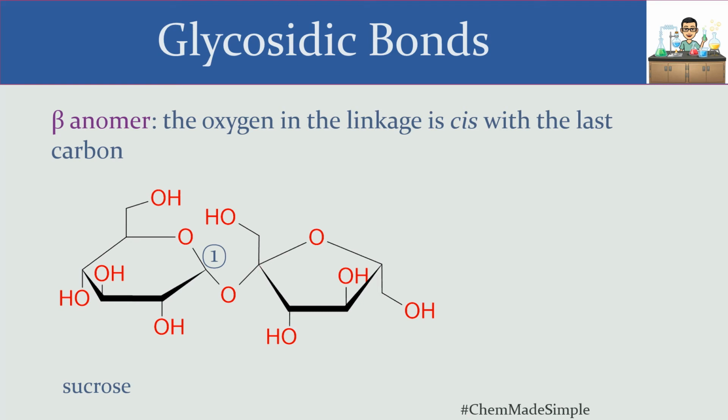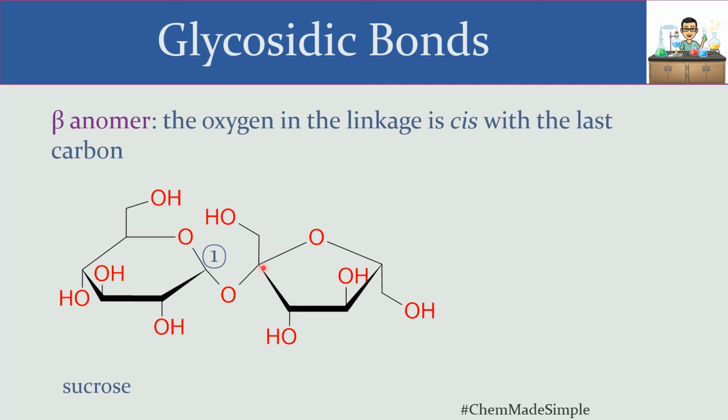Now, before we get ahead of ourselves, let's take a look at the type of linkage that we have on carbon number 1. This oxygen is down in the ring. It's on the opposite side of the ring from the carbon that's last in the chain. This carbon is up in the ring. This oxygen is down. So that means that I have the alpha anomer of the molecule on the left.